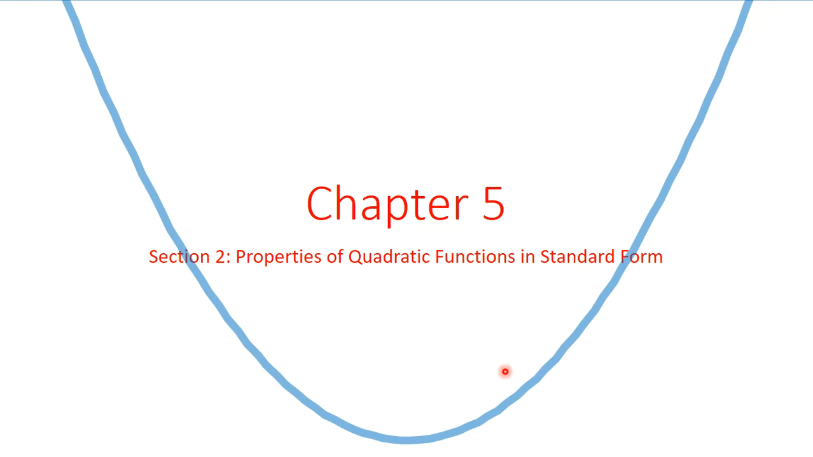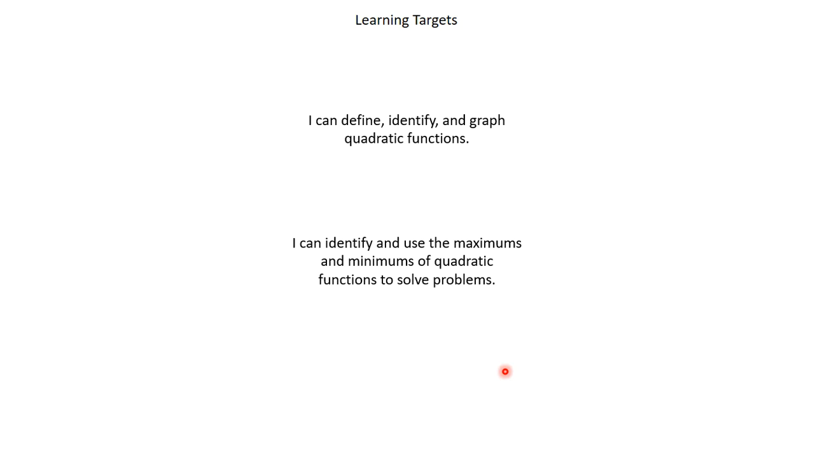We'll see some of them, the vertex and standard, side by side. So our learning targets today: I can define, identify, and graph quadratic functions. Notice we're still graphing. And I can identify and use the maximums and minimums of quadratic functions to solve problems. That maximum or minimum, because the quadratic will have one or the other, is very, very useful and actually solves a lot more problems than one would think.